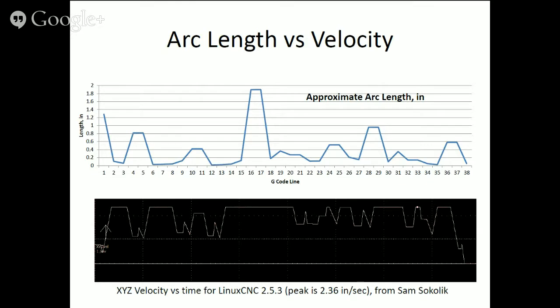And the top plot is just showing the correspondence to the arc length of each segment. For each line in the G-code, it shows how long that segment is, approximately. And there's a rough correspondence showing that when you have a nice long segment, you get a nice cruise at the speed you want, and when the segments start to get really short, the output velocity gets choppy as well.